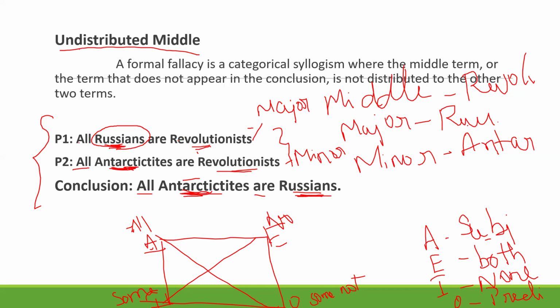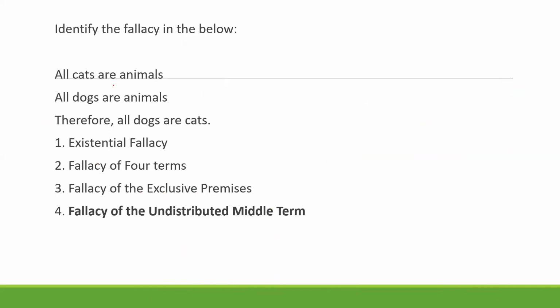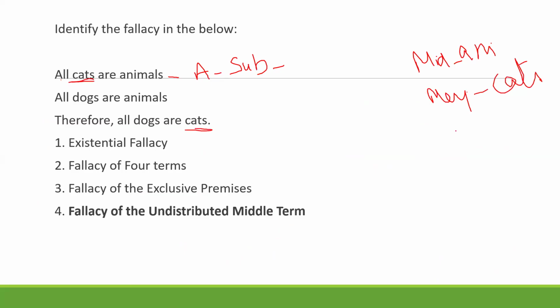Okay, now we can see one question. Identify the fallacy in the below. All cats are animals. All cats means what? A type. A type means subject distributed, so cat is distributed. First of all, we have to write what is the middle term here. The middle term is animal. The major term is cat. It has to come here, so cat is the major term. What is the minor term? The minor term will be dogs. Here, subject distributed means cat distributed. Cat means major distributed in this line.